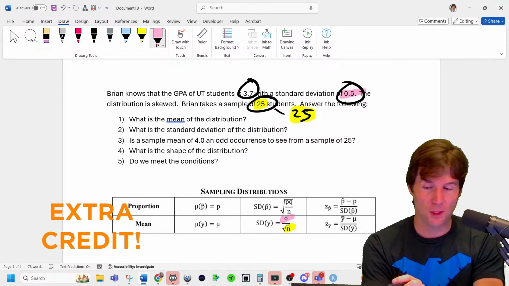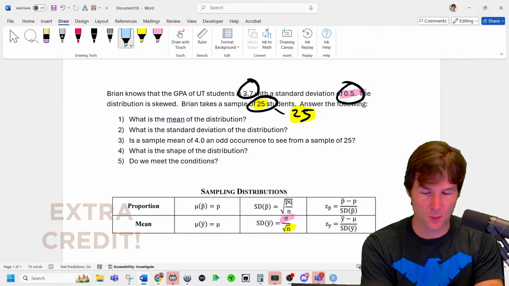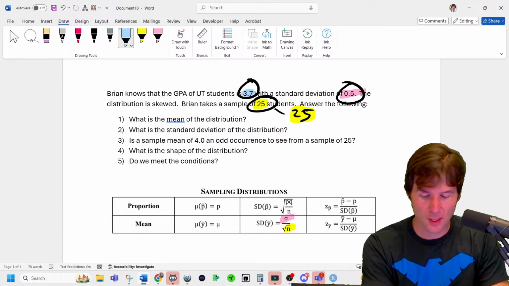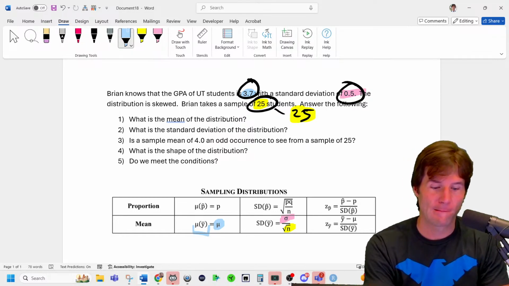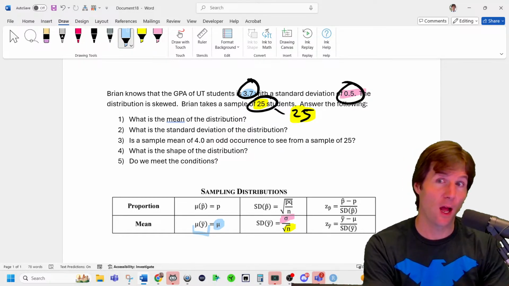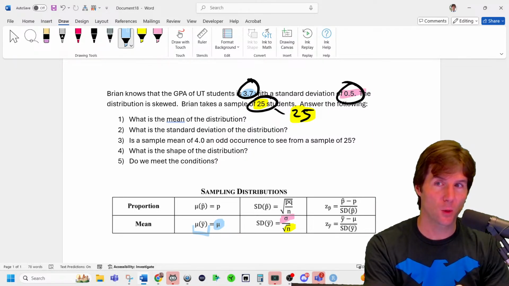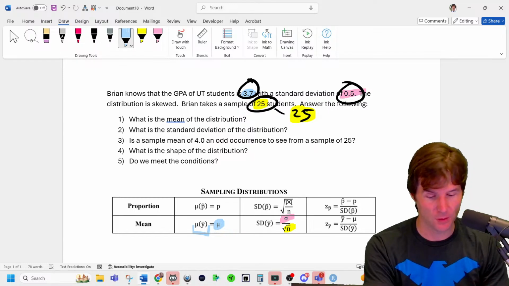Is there P for this problem? So this is the same thing as that, technically. There is not. P is only for problems with categorical data for proportions. Did everyone hear that? P is only for categorical data when we have proportions.